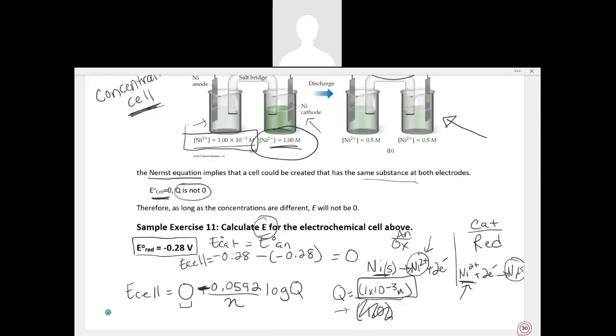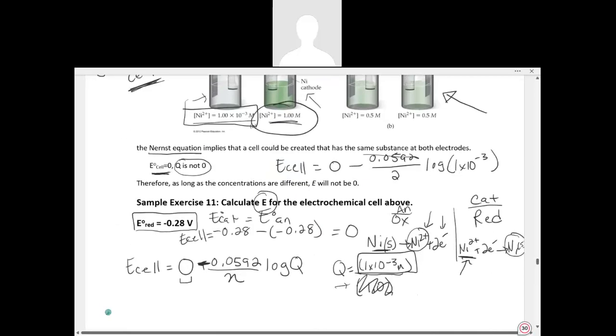So we're going to plug this into our equation. Overall, we're going to have E cell is equal to 0 minus 0.0592, divided by the number of electrons that have moved, that's 2, and I know that from my balanced reactions, times the log of 1 times 10 to the negative third molar. We're going to plug this in, and we should get the same value that was given up here. We're going to see that this cell potential is 0.0888.